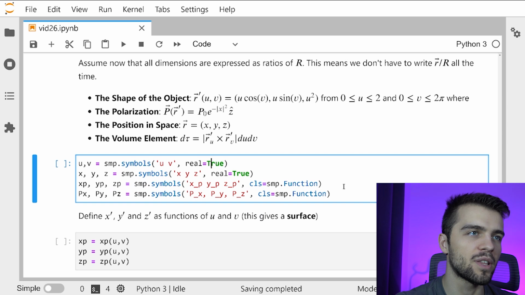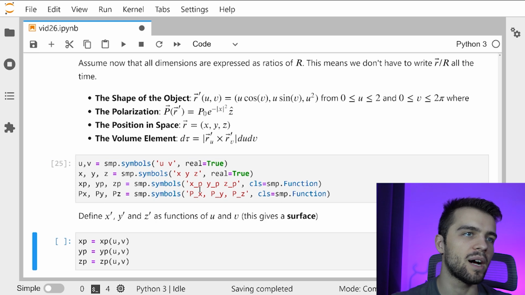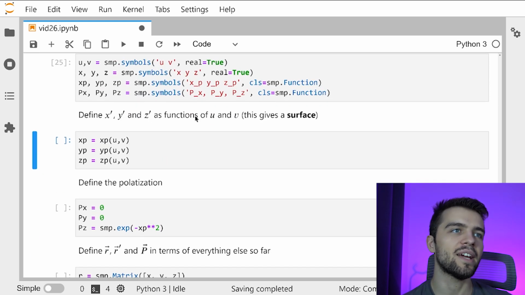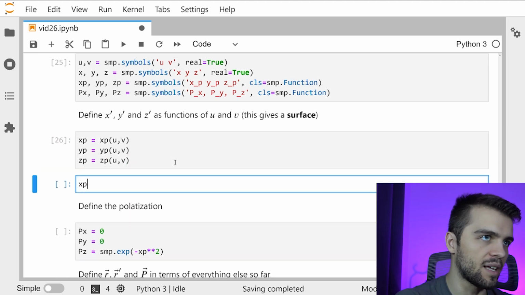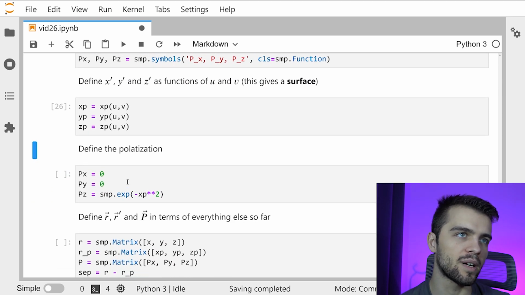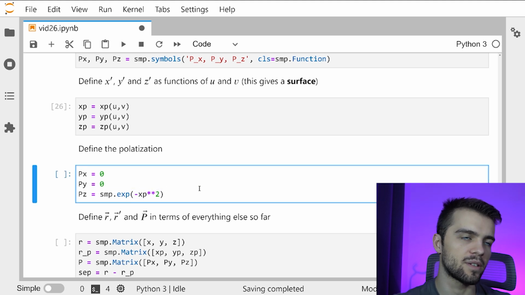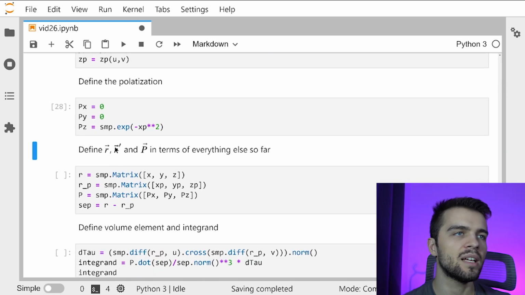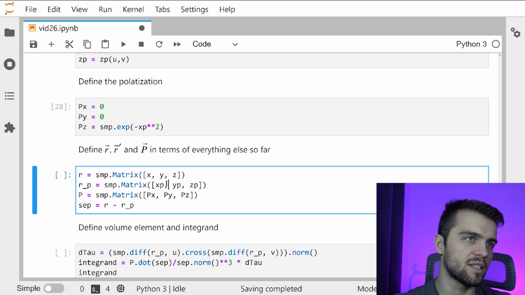So like before, everything is really similar. I define all my symbols, only instead of t, I have u and v now. And when I define my functions, x prime, y prime, and z prime, they're now functions of both u and v. So I can define these, and I can look at them, and it explicitly defines them as functions of u and v. Then I define the polarization. Again, it's just in z, and it's equal to the exponent negative xp squared. Again, like before, I define r prime, and p in terms of everything else. So r is equal to x, y, z. R prime is x prime, y prime, and z prime. P, the polarization vector, and the separation vector.